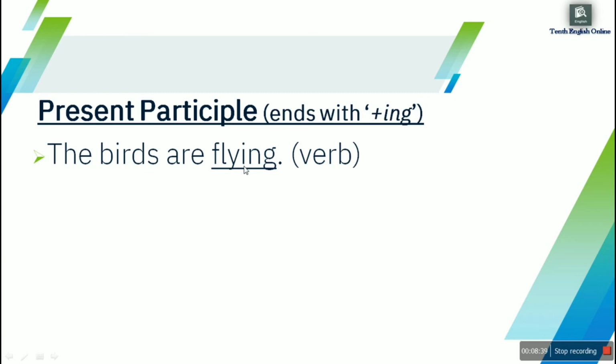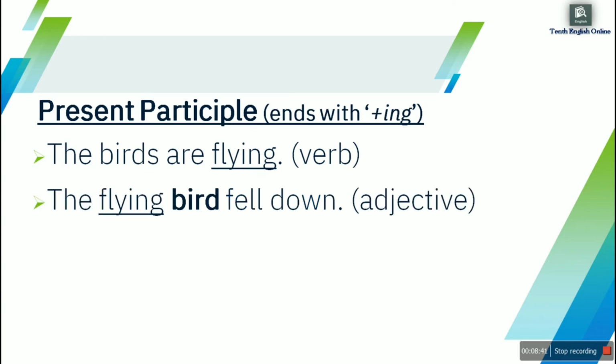See here, in both examples, flying is common. Both are ending with ing form. But in the example 1, it is acting as a verb. In the example 2, it is acting as an adjective. Why? Because in the example 2, flying is used before the noun. Here the noun is bird. If any participle is placed before the noun, that becomes an adjective. Is it clear, my dear friends?